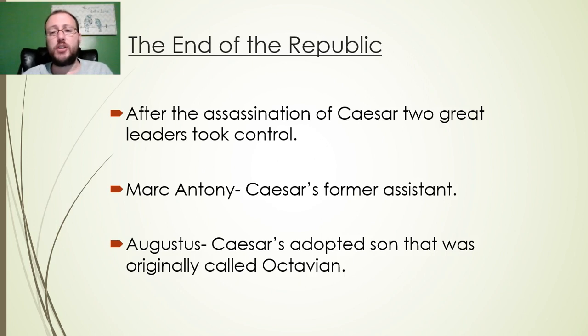Now, after the assassination of Caesar, two great leaders took control. The first was Mark Antony, which was Caesar's former assistant. He was a friend and an ally of Julius Caesar. The other was the adopted son of Caesar, who was originally called Octavian, but would change the name to Augustus, which would become the first Roman emperor.